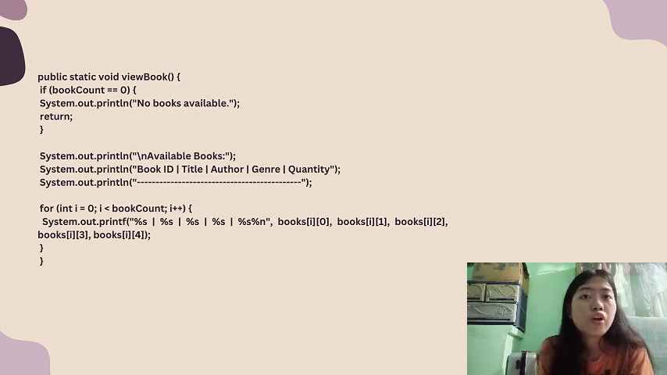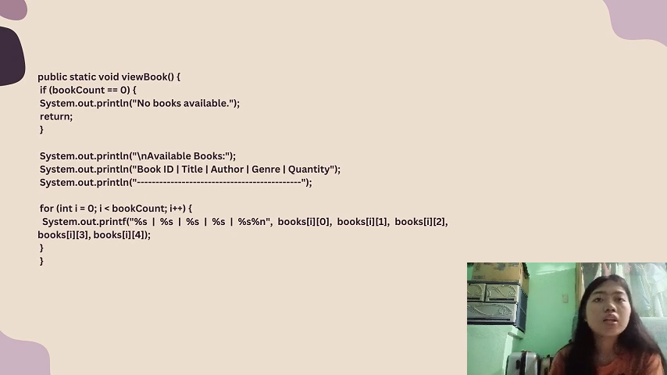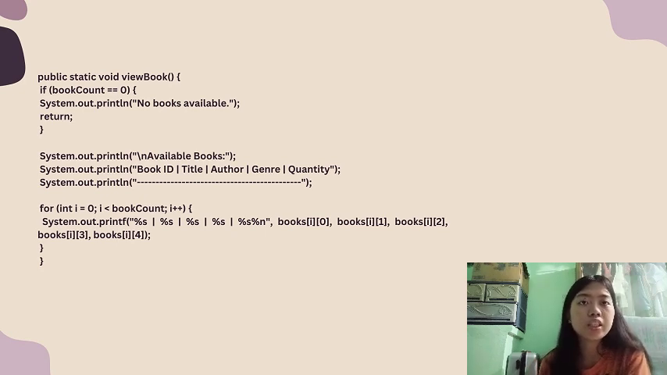The output is formatted like a table with columns for book ID, title, author, genre, and quantity. These details are printed row by row using a loop that goes through the books array. Each book's attributes are retrieved using its position in the two-dimensional array. In summary, the View Books functionality ensures users can easily browse all available books in the library.